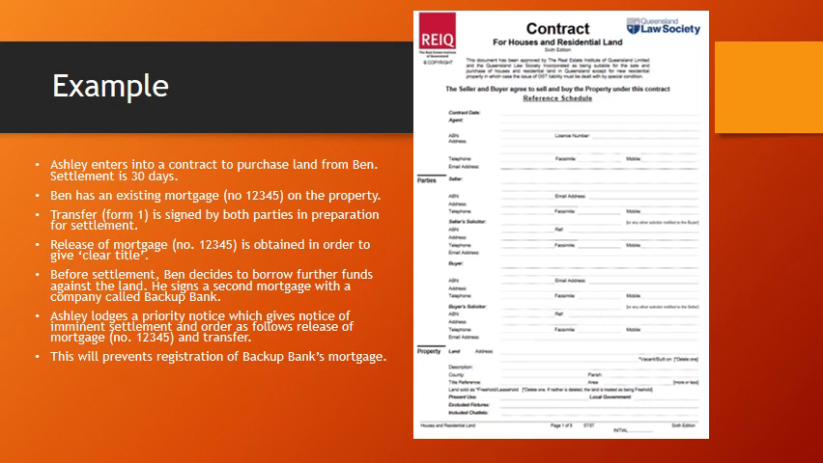And if she's got her own mortgage, like she's got her own bank that's helping her purchase the property, then that mortgage will then come after the transfer. So the order will look like this. The priority notice sets out first document to be lodged will be the release of mortgage, which gives clear title. Second document to be lodged will be the transfer. And third document to be lodged will be a new mortgage, if there is one, which Ashley has. And this essentially will have the effect of preventing any registration of Backup Bank's mortgage.